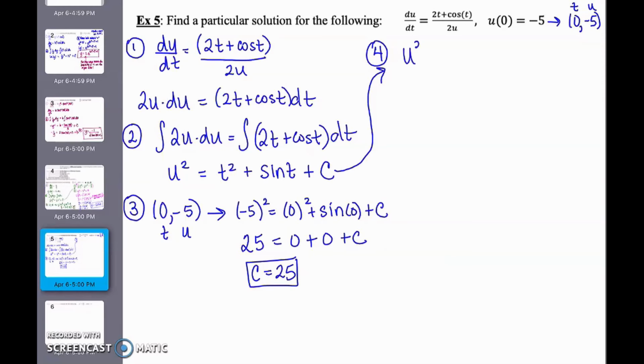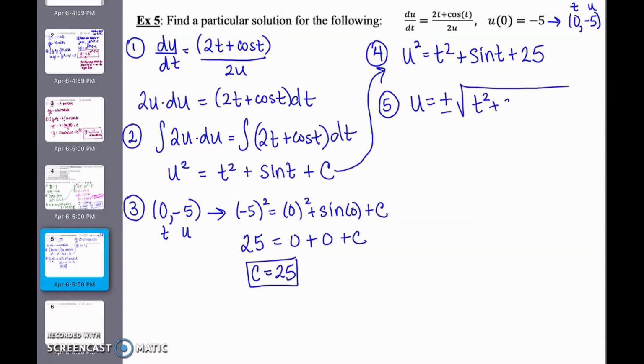So I have u squared is equal to t squared plus sine t plus 25. And then the last step is going to be to solve for that dependent variable, which means just getting u alone. And I know how to undo a squared. I just have to square root both sides, right? So I get u is equal to plus or minus the square root of t squared plus sine t plus 25. And now again, I have to make a choice here.